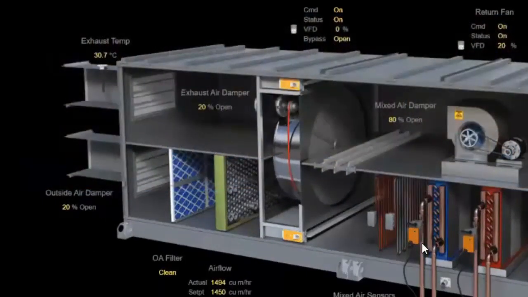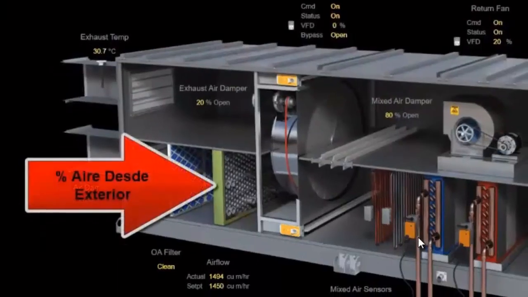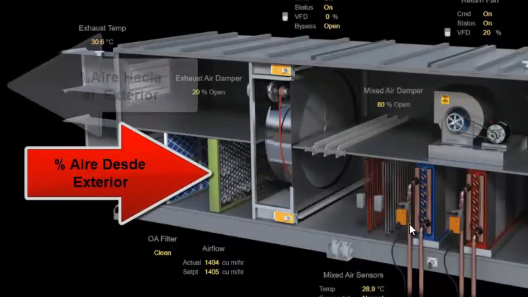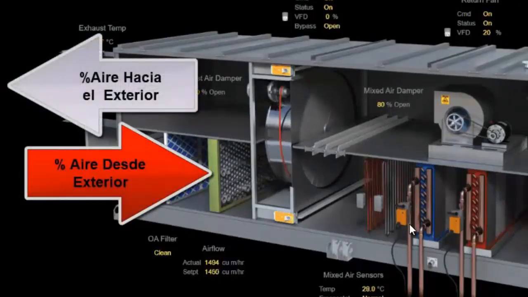A. Percentage of flow from the outside. This flow is used to renew the air inside the building. B. Percentage of flow to the outside. This flow is rejected to the environment to give way to the new air, which comes from the outside.